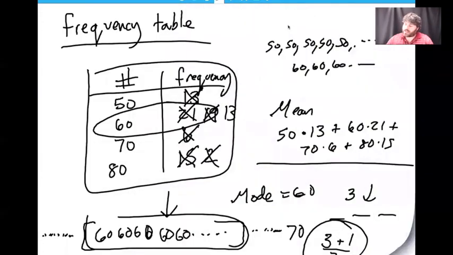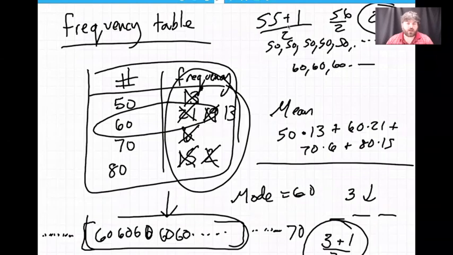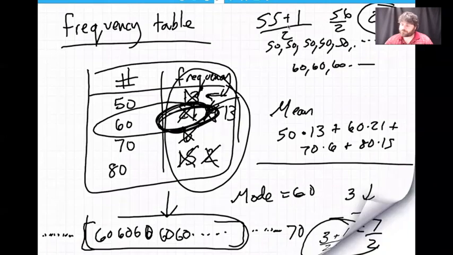So in other words, in that last problem, we could have done, oh, there's 55 total numbers. 55 plus 1 divided by 2, that's 56, divided by 2, that's 28. It means the 28th number in the data set would be the median. So we know, okay, there's 13 here, there's 21 here, that's 34. That means that somewhere in the 60s was my median. So you can do it that way as well.